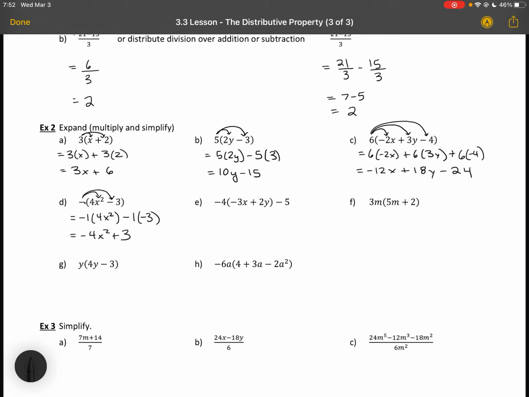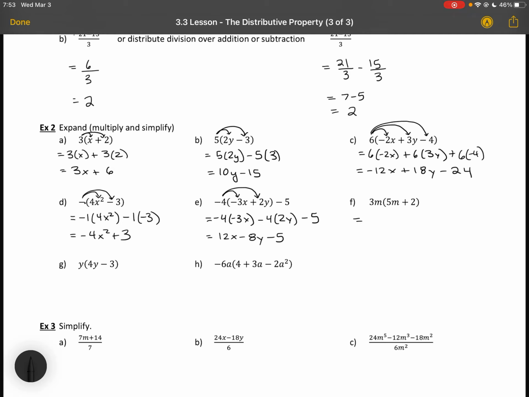Our next example has 2 parts. Minus 4 times minus 3x, minus 4 times 2y. It only applies to the numbers that are in the brackets. And then the minus 5 is still in the expression, but does not need to be multiplied by minus 4 because it's not in the brackets. So here I get 12x minus 8y minus 5 as my final answer.